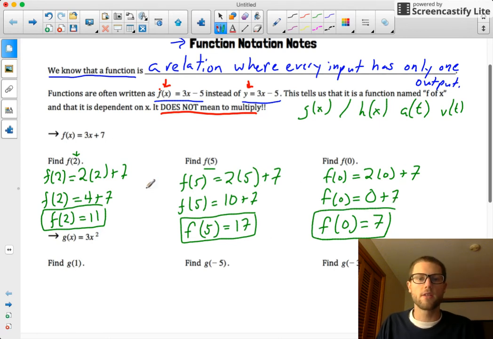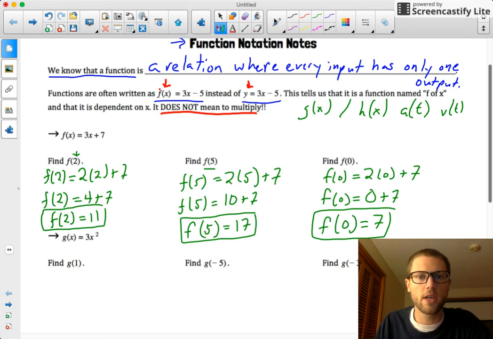All right, so these are the three answers for these three evaluations. And one thing to note here is when we use function notation, it's a given that we're talking about functions. So all of the time that you will see function notation, no matter what the letter, we are dealing with a function, meaning that every input has only one output.